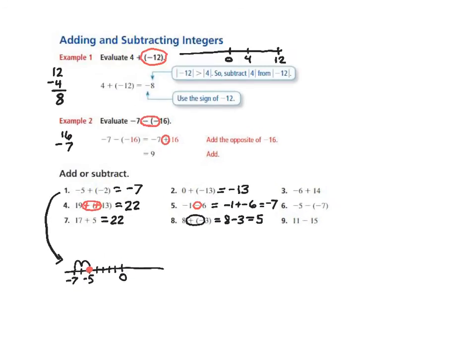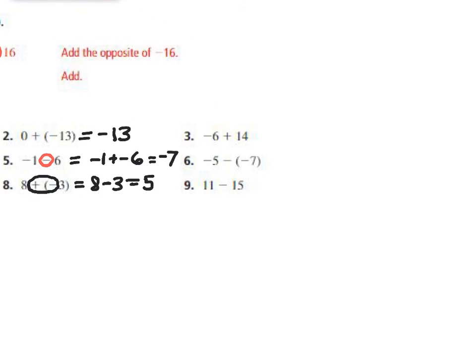And our last examples, negative 6 plus 14. Ask yourself, what do I do? The signs are opposite. So when the signs are opposite, you subtract. So you do 14 minus 6. So you have a positive 8. Keep the sign of the bigger number.